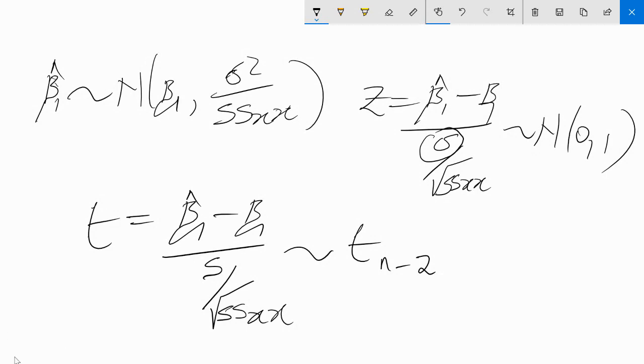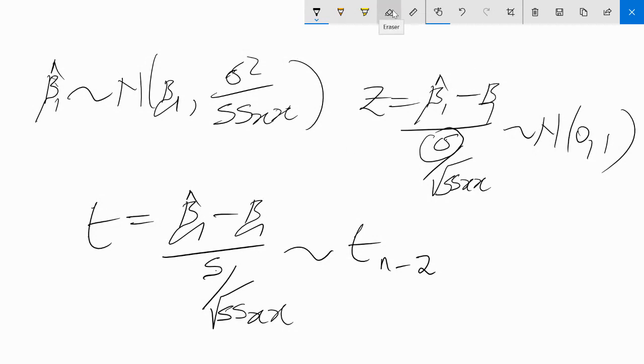So we have estimated sigma by S because sigma is not known. And that's how we end up with a t distribution. It's because sigma was not known and was estimated by S.